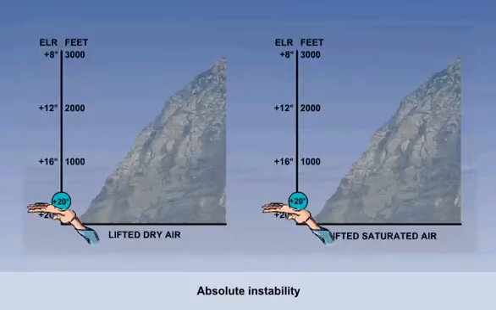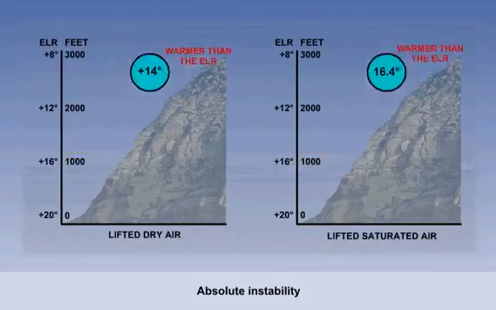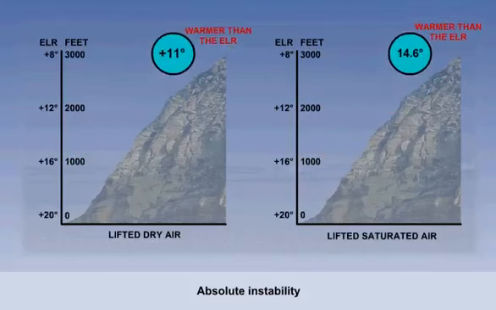If a parcel of warm air is rising, it's warmer than its surroundings, the ELR. It will continue to rise, expanding and cooling as it goes until it reaches the same temperature as its surroundings.